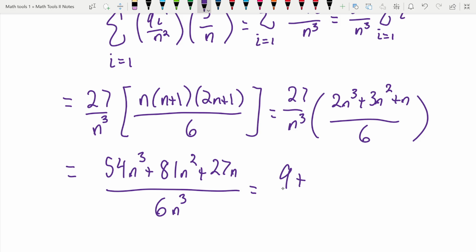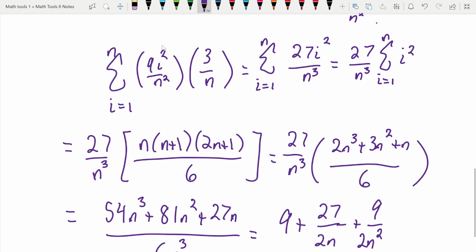So you can already see where the area is probably going to pop up here. 81 divided by 6, you can take a 3 out of both of those, so we have 27 over 2n. You don't have to simplify it because they're just going to go away anyway, but it never hurts. Okay, so I think this is what we'll end up with.